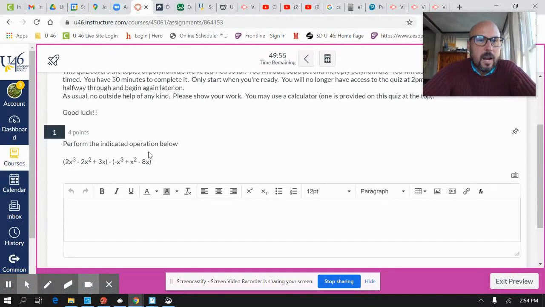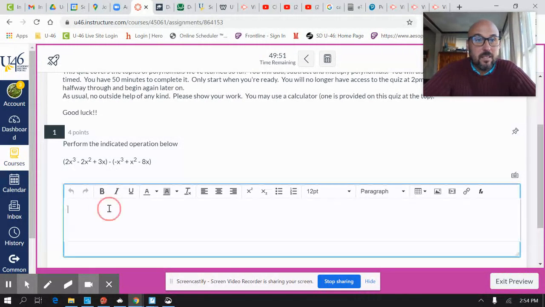So perform the indicated operation. The indicated operation is subtract. Just because you see parentheses doesn't mean you multiply. You've got to do what's there. And this is a subtraction problem. So I take everything from the first set and I subtract everything from the second set. But when you subtract or when you add, you can only subtract and add what are called like terms.